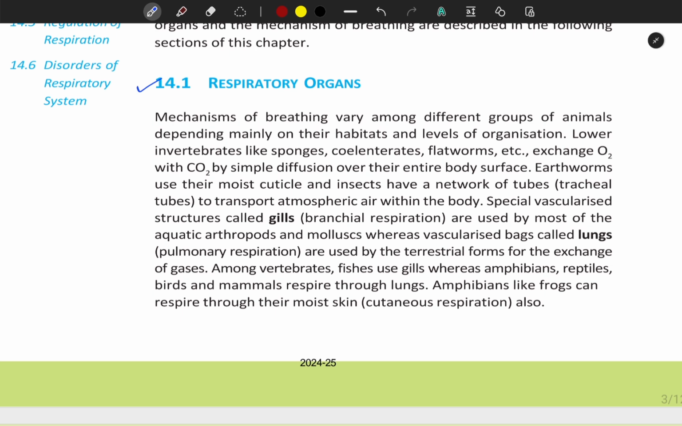14.1 Respiratory organs. Mechanisms of breathing vary among different groups of animals depending mainly on their habitats and levels of organization. Lower invertebrates like sponges, coelenterates, flatworms, etc. exchange O2 with CO2 by simple diffusion over their entire body surface.